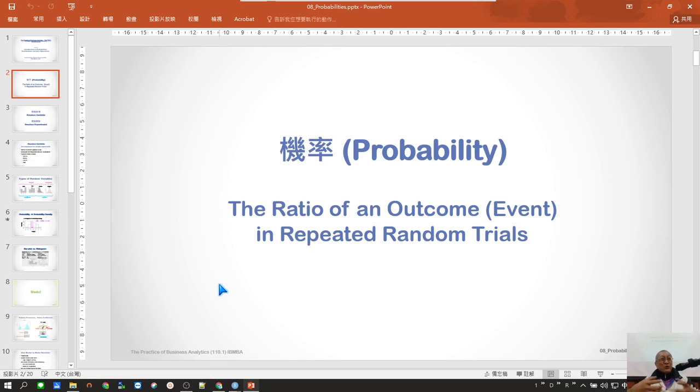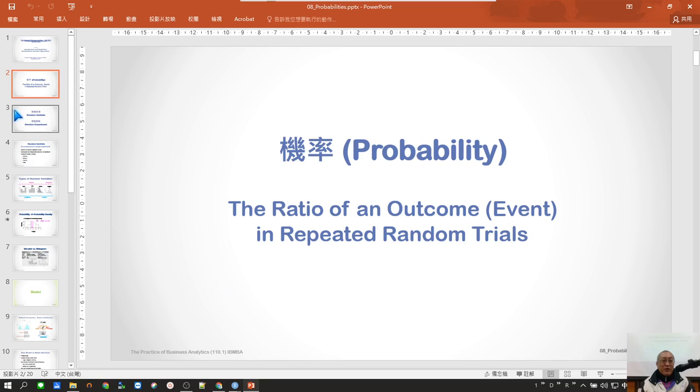When you do a repeated random thing and the outcome is uncertain, you do not know which outcome will come out next time. But based on your experience, you can estimate the ratio that a certain outcome would come out, and that ratio is called probability. So probability is a ratio by itself.